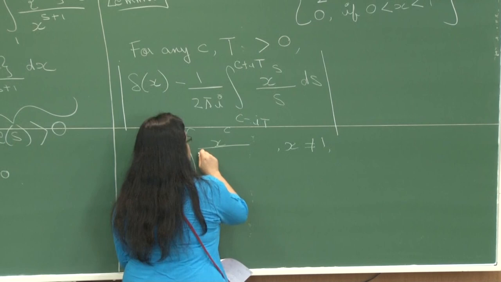And therefore, what this tells you is that your delta of x turns out to be exactly equal to the integral going over the infinite vertical contour from c minus i infinity to c plus i infinity. For any, you can choose c to be any positive number.